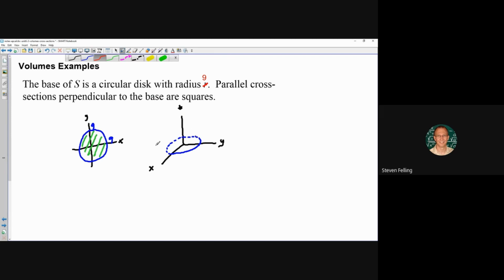Just for consistency, let me stick with X as the integration variable, so that our volume is going to be some integration with respect to X. If that's true, then I need to put my base in perpendicular to this. So I'll just go out here and draw a base. And then one of these shapes is going to be a square like that.